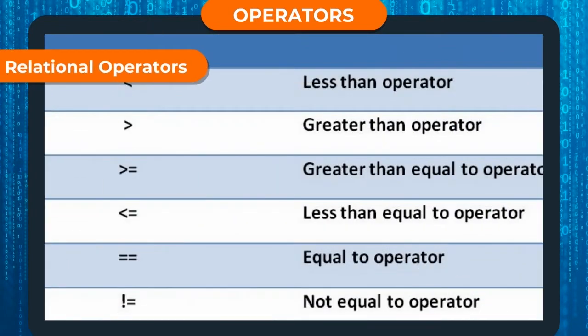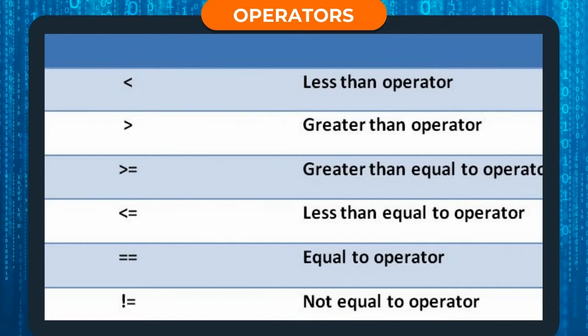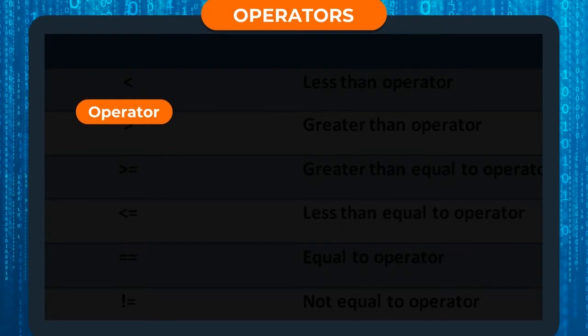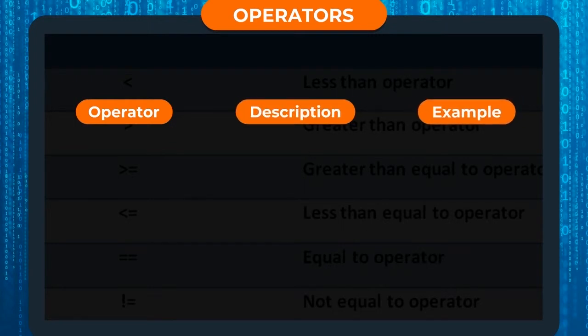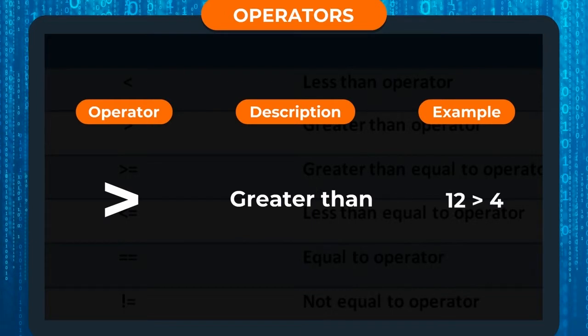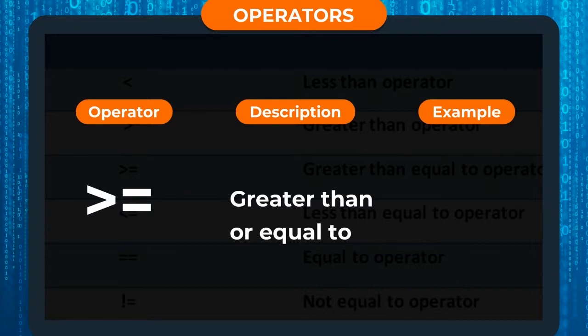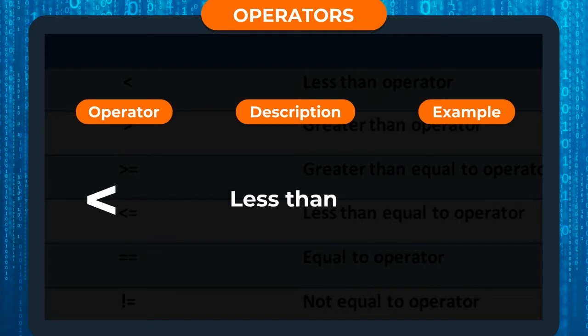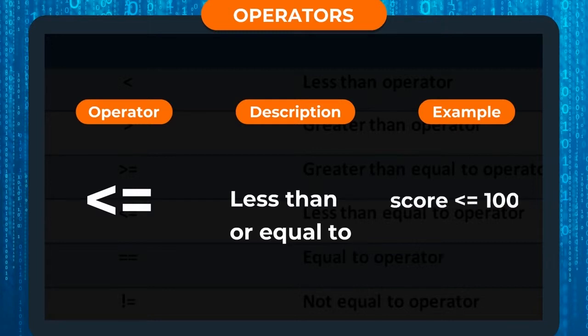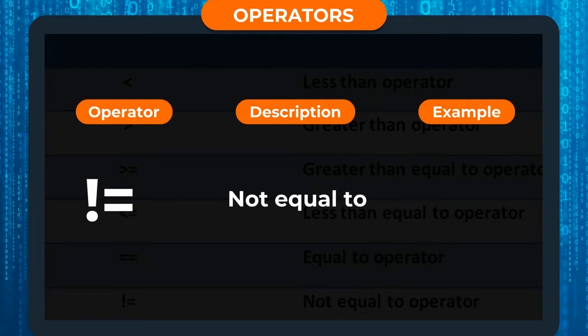Relational operators. You can use relational operators to compare two values. Operator, description, example. Greater than: 12 is greater than 4. Greater than or equal to: mark is greater than or equal to score. Less than: height less than 275. Less than or equal to: score less than or equal to 100. Not equal to: 10 not equal to 9.